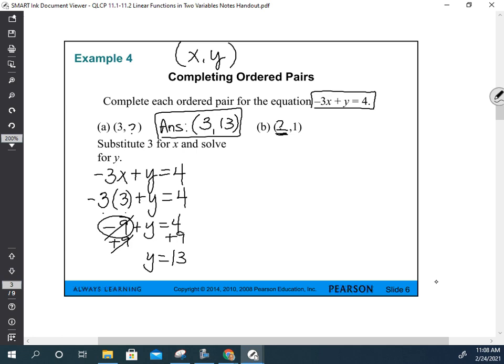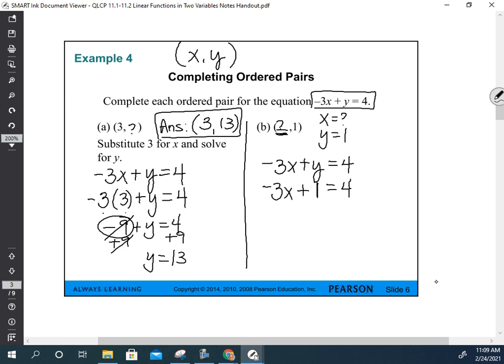So, we did one in which Y was missing. Let's do one where X was missing. So X we don't know. We know that Y is equal to 1. Same equation. But now Y is equal to 1. So the reason why I did not put the 1 in parentheses is because there was no number in front of it.